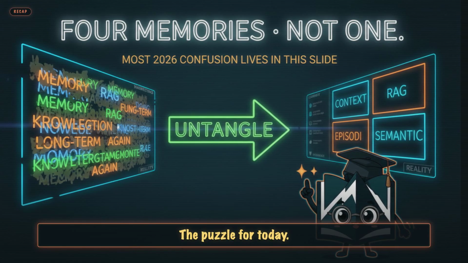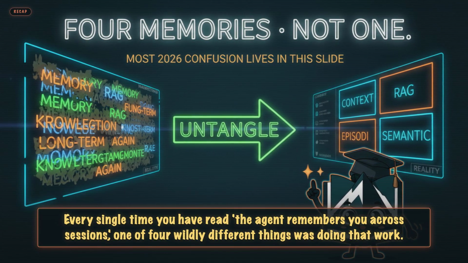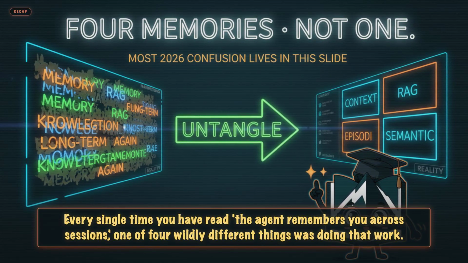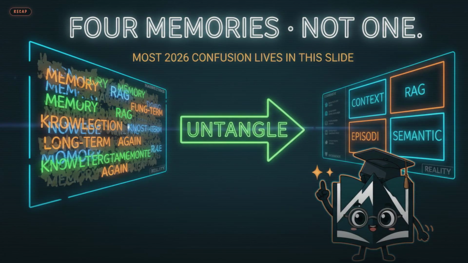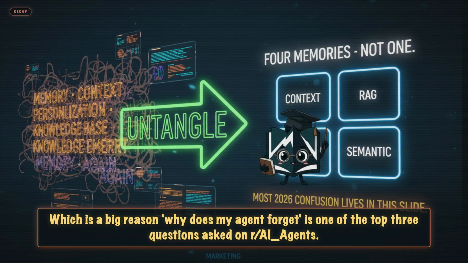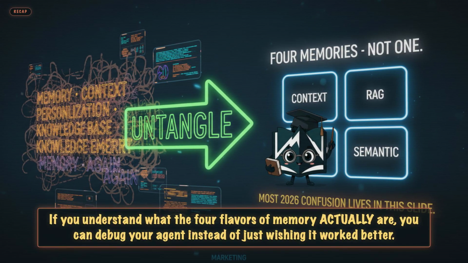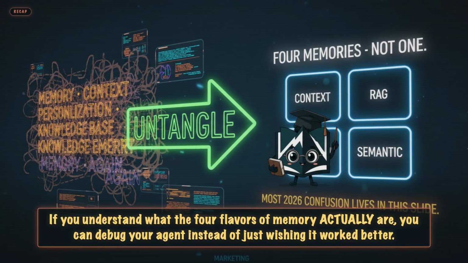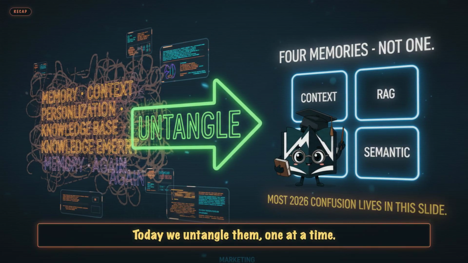The puzzle for today. Every single time you have read "the agent remembers you across sessions," one of 4 wildly different things was doing that work, and the frameworks conflate them constantly, which is a big reason why "why does my agent forget" is one of the top 3 questions asked on RAI agents. If you understand what the 4 flavors of memory actually are, you can debug your agent instead of just wishing it worked better. Today we untangle them, one at a time.